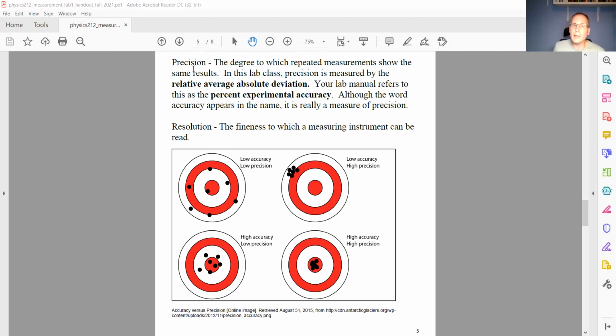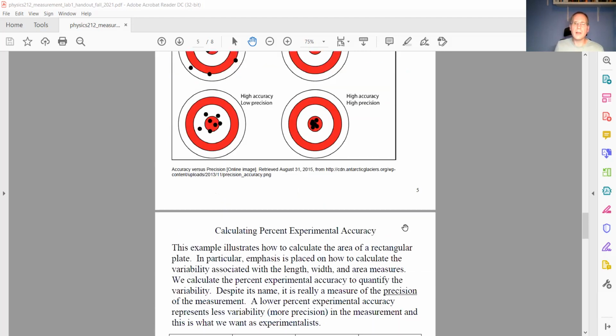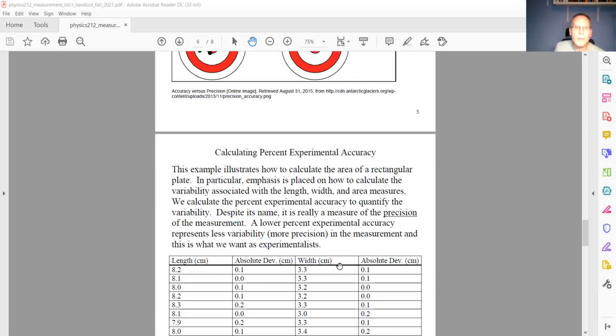And what we're going to compute is something called the relative average absolute deviation, which in our lab manual is called percent experimental accuracy, even though it's really a measure of precision, right? It's a measure of variability. So let's talk about that. How do we calculate this percent experimental accuracy? Because this is something you'll be asked to do over and over again throughout many of the labs in this semester.